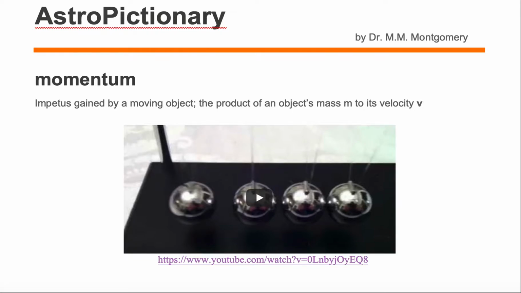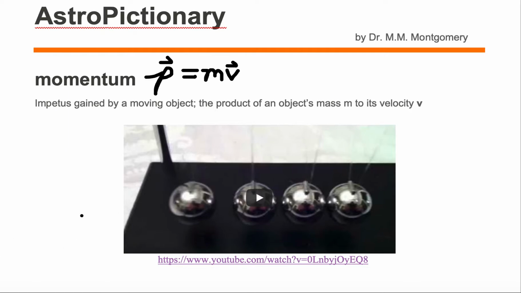Momentum is the impetus gained by a moving object. It is the product of an object's mass m and its velocity v. Momentum is usually given the letter p, and p is equal to the mass of an object multiplied by its velocity, which is its speed in a particular direction. So both momentum and velocity have directions, which I indicate with arrows.